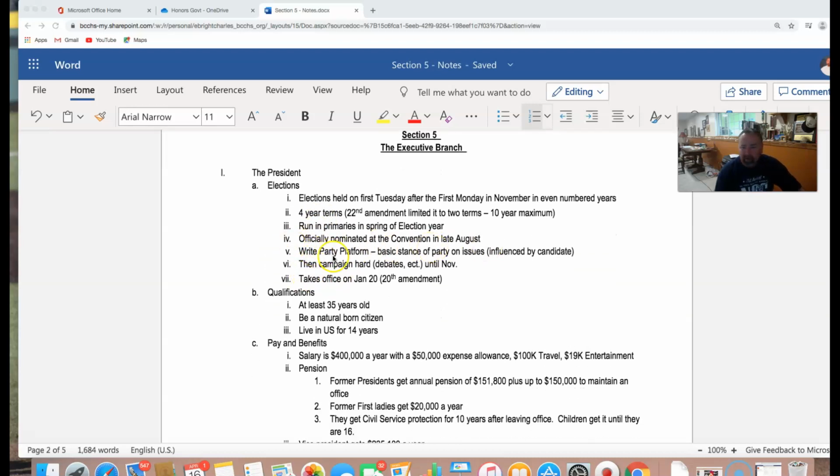When they do go to the convention, they write a party platform, okay? This is the party's stance on all the issues. A party plank is the stance on one issue, so the abortion issue would be a plank. Abortion plus taxes plus immigration would be part of the platform, if that makes sense. This is the basic stance of the party on all these issues, and it is influenced by the nominee. So Trump's Republican Party platform would look different than, say, Bush's party platform and so on.